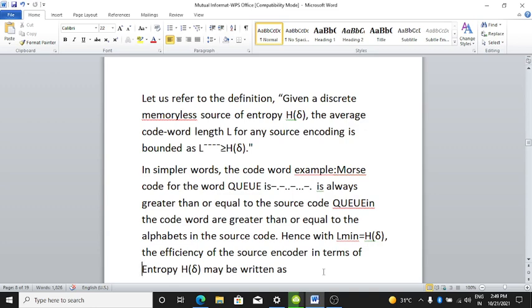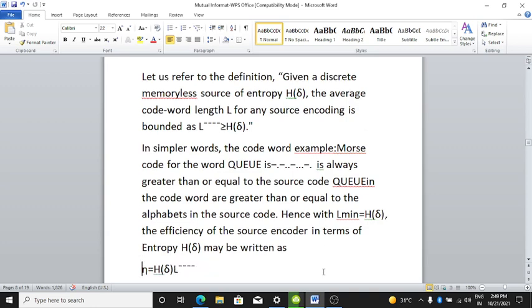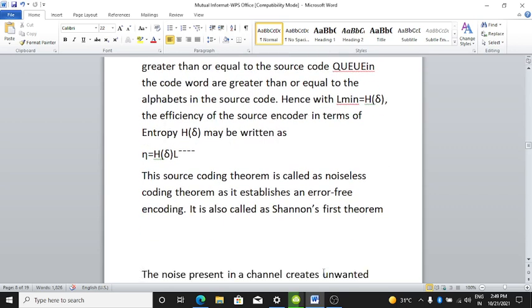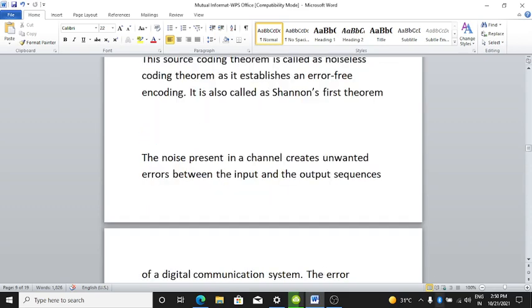Hence, with L minimum equal to H of eta, the efficiency of the source encoder in terms of entropy H of eta may be written as efficiency equals H of eta divided by L'. This source coding theorem is called the noiseless coding theorem, as it establishes an error-free encoding. It is also called Shannon's first theorem.